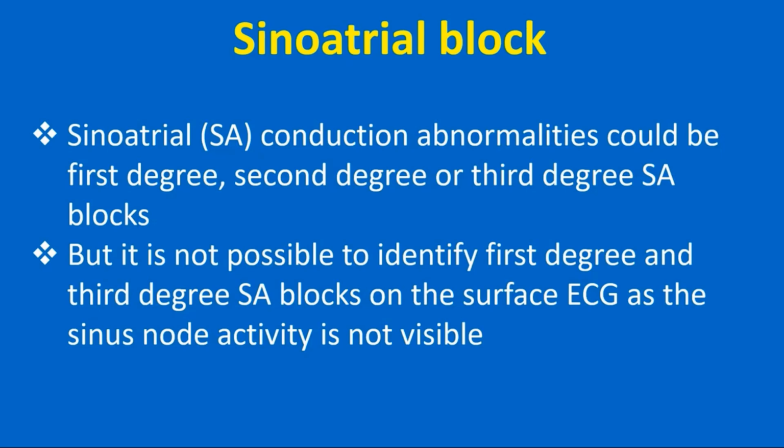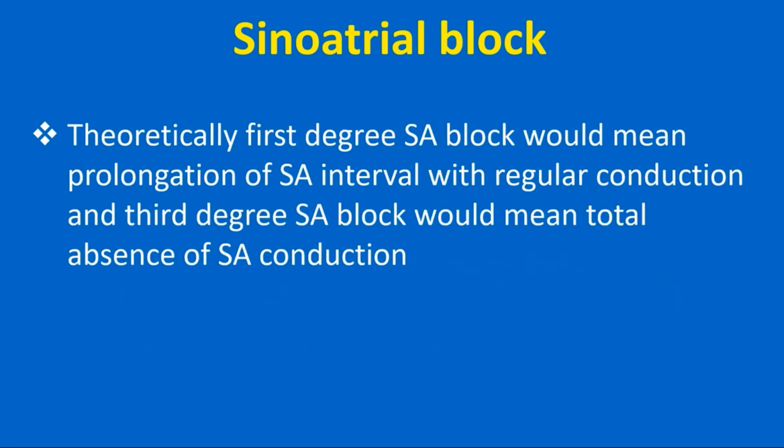Sinoatrial conduction abnormality could be first degree, second degree or third degree SA blocks. But it is not possible to identify first degree and third degree SA blocks on the surface ECG as the sinus node activity is not visible. Theoretically, first degree SA block would mean prolongation of SA interval with regular conduction, and third degree SA block would mean total absence of SA conduction.